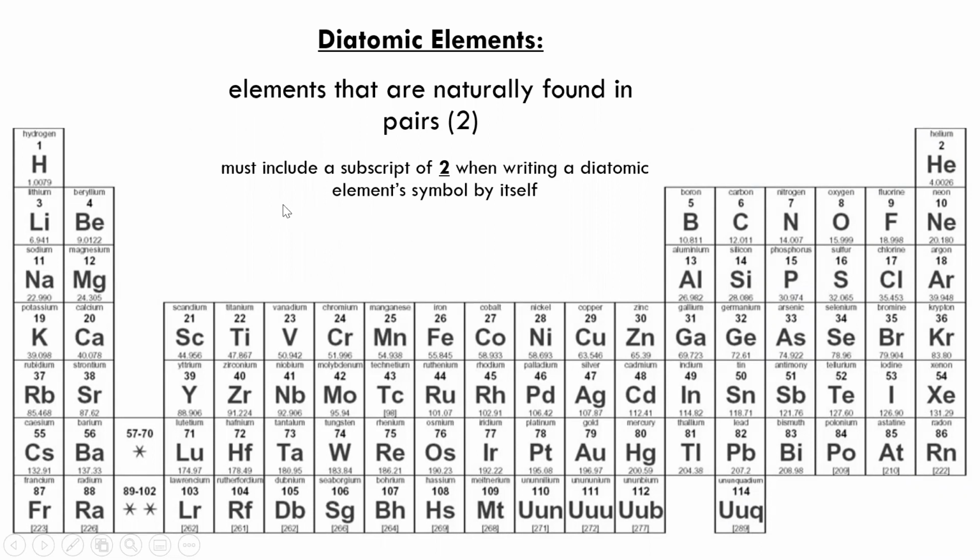So I want you to highlight these yellow, or whatever color you have. So we've got hydrogen, and then the rest are on this side of the periodic table: nitrogen, oxygen, fluorine, chlorine, bromine, and iodine. There's 7 total. Hydrogen 1, 2, 3, 4, 5, 6, 7, and these are our diatomic elements. So if you see an H by itself, or an O by itself, or Br by itself, it has to get a subscript of 2. We'll talk more about that later.